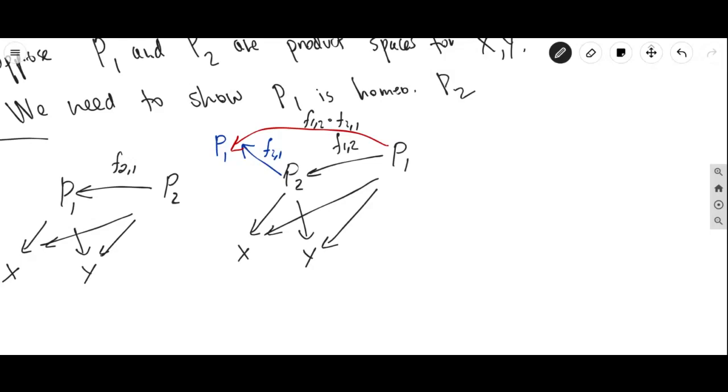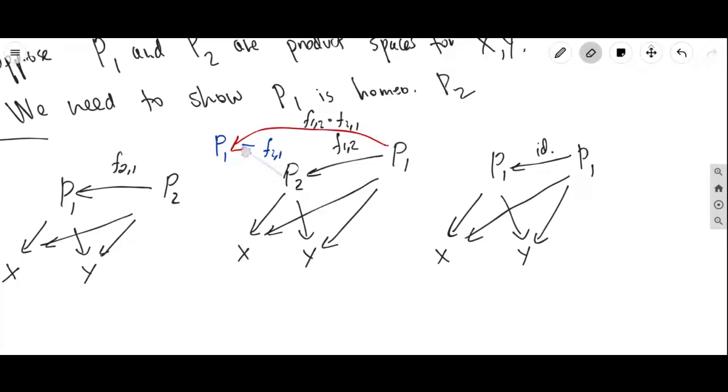And now let's draw one more picture. P1 goes to X and to Y, and then we can repeat it with P1 again. Now by the universal property of P1, there's a unique map from whatever that space is to P1. But you can see what that is. In this case, it's both P1. So that has to be the identity mapping. The only mapping from P1 to P1 that will make this diagram commute is the identity mapping, because it's unique. The identity mapping works, and because it is unique, that is the only such mapping.